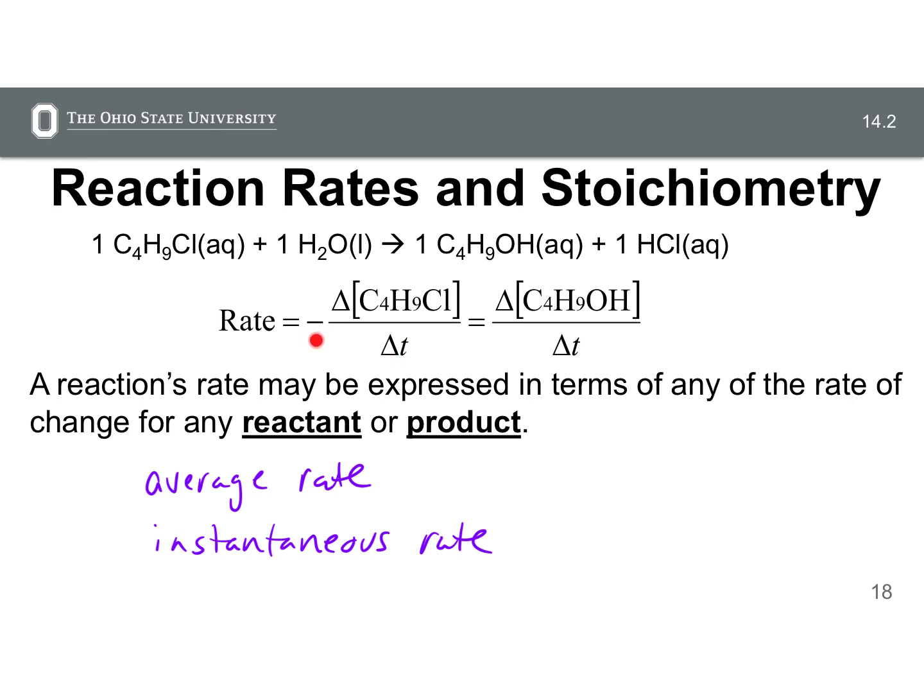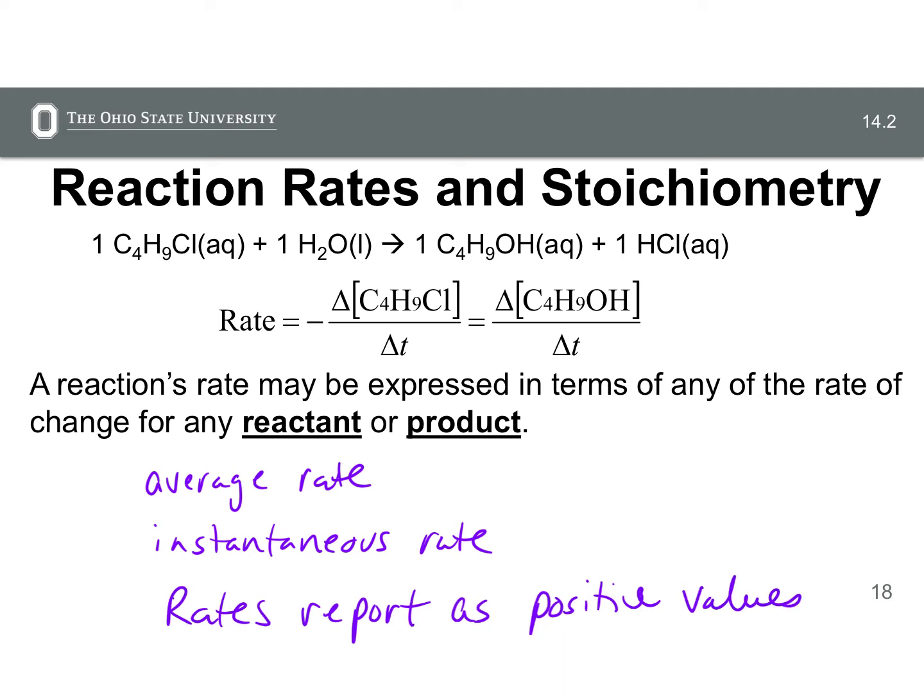And we know that the concentration is decreasing, so we put a negative sign in front of that. Now we typically report rates as positive values. So the negative sign here makes that a positive value overall. If we're decreasing, the change in concentration is going to be a negative value. So we put the negative in front to make it a positive value.